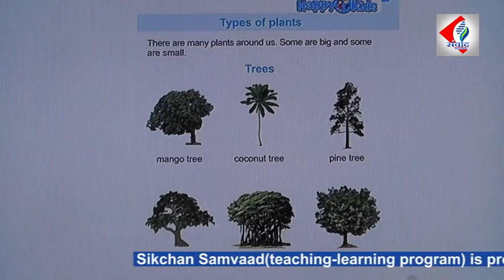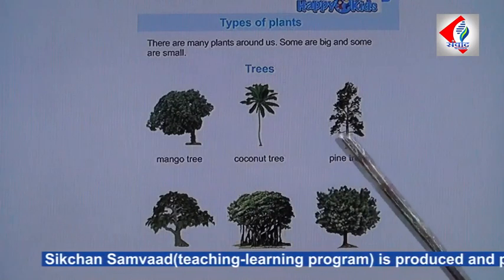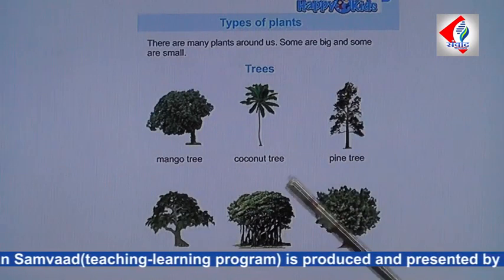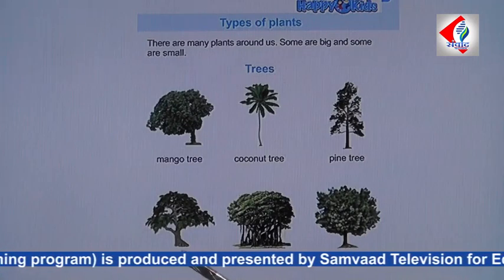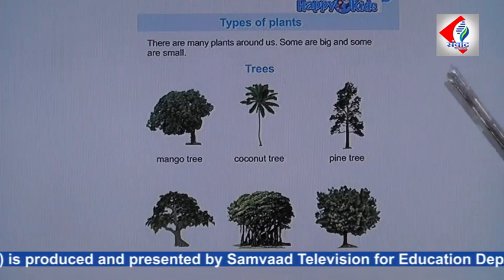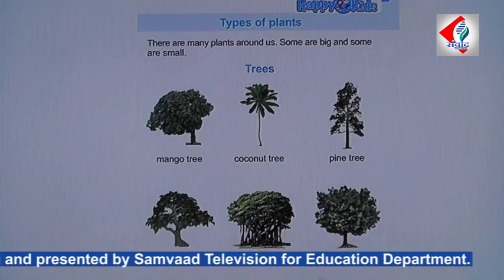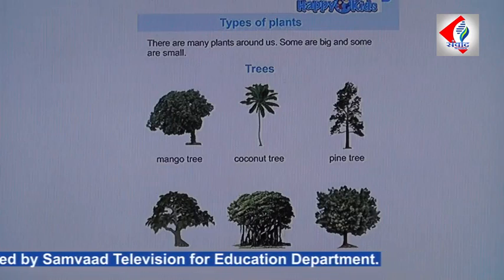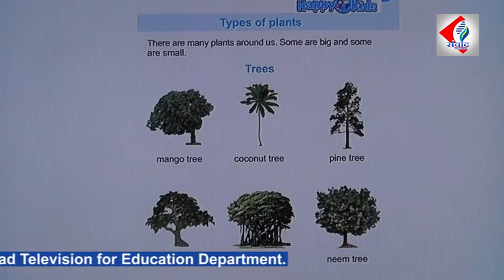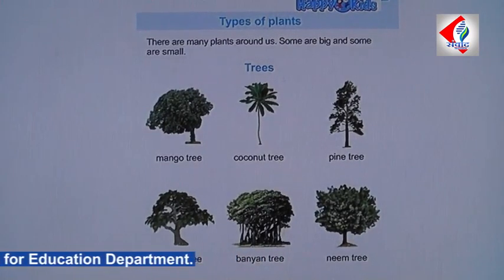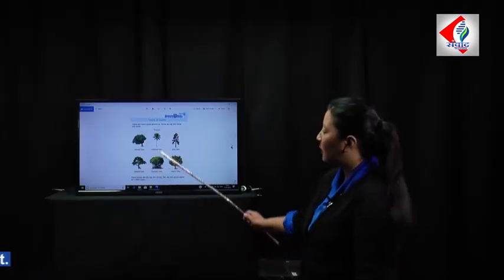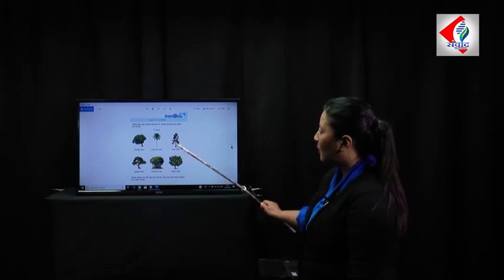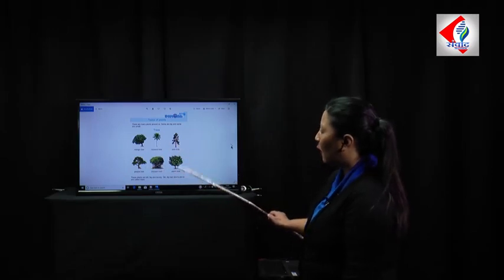So here is an image of different types of trees. You can see a mango tree, a coconut tree, a pine tree very common in Sikkim, peepal tree, banyan tree, neem tree. All these trees, if you notice, are very tall, very big and strong, and we cannot break the stem or the branches very easily. And I hope you can distinguish the trunk. This is the trunk of each plant.